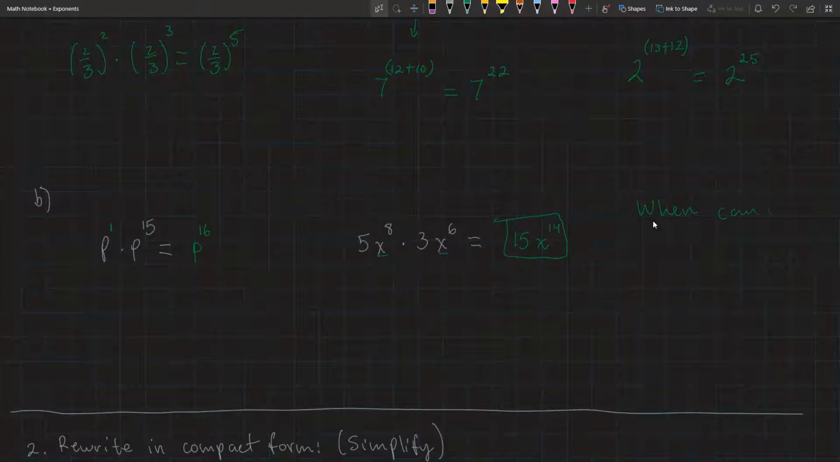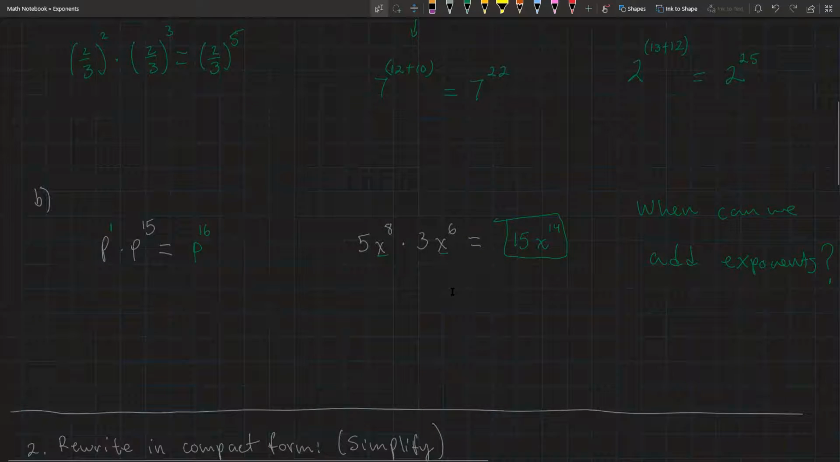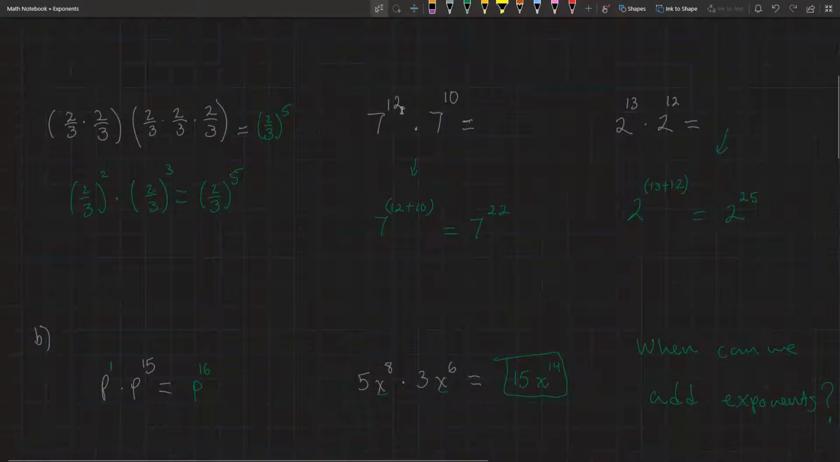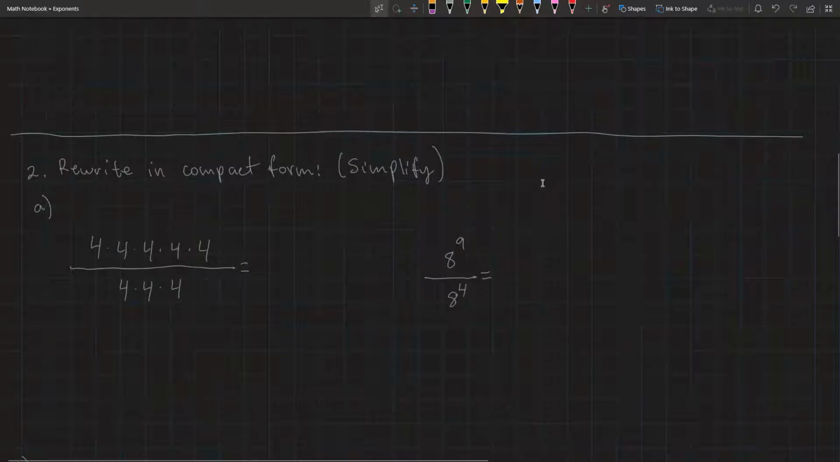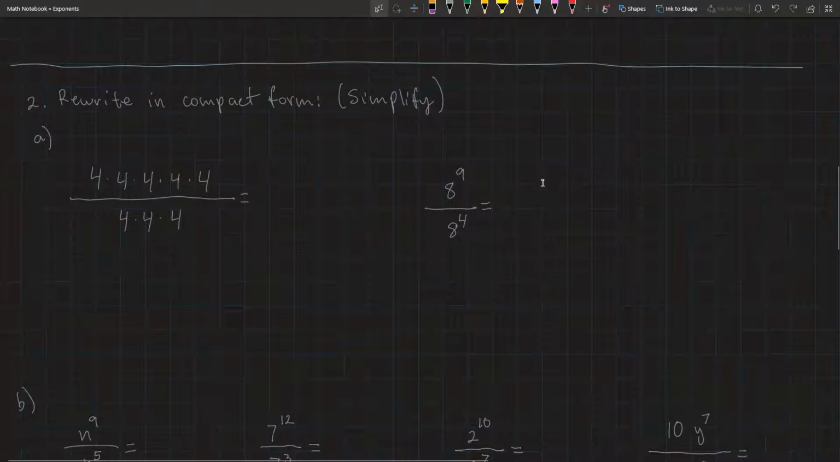When can we add exponents? A few things need to be true. We've already said them. When can we add the exponents? It has to be the same base and multiplication involved. All right, there it is. That's one of the key ideas, which leads perfectly into the next one.